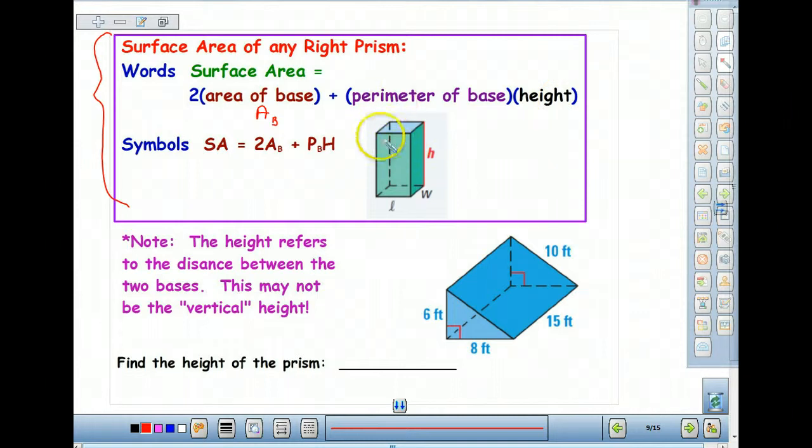Okay, so we've got to be a little bit careful when we're talking about the height. In this case, it's my vertical height, but if we're talking here, my base is this triangle and my base is this triangle. My height, we have to make sure that it's the distance between the 2 bases. Holy, I didn't even spell that right. The distance between the 2 bases. Well, the distance between these 2 triangles isn't my vertical height of 6. We have to make sure that it's the distance between, which in this case is 15 feet.